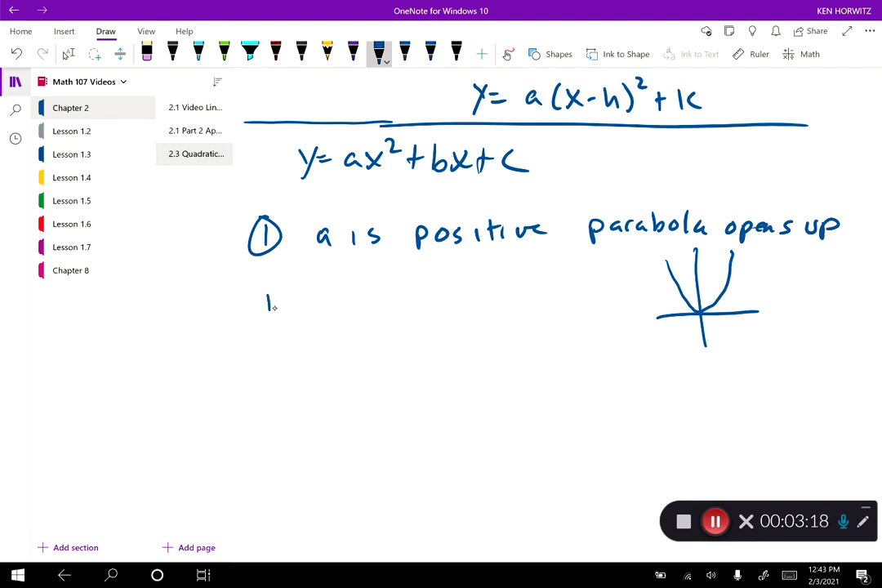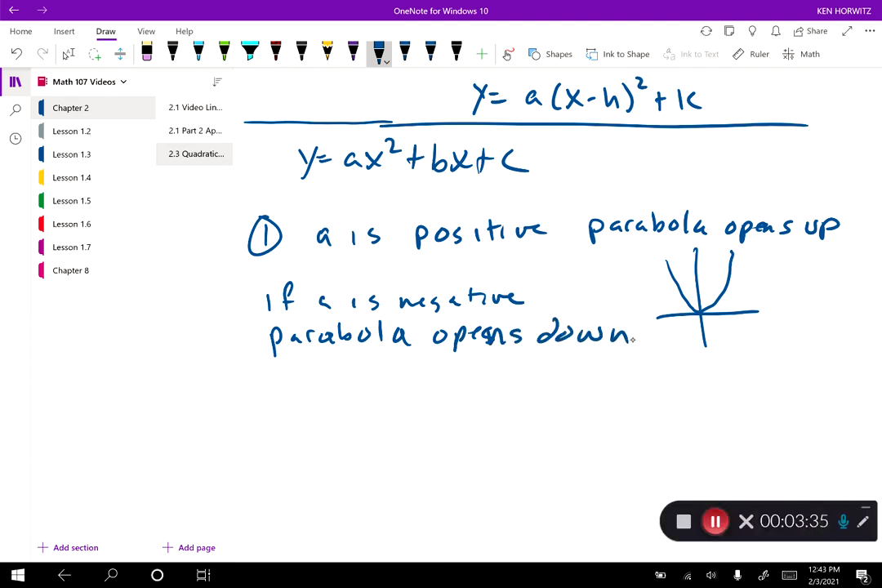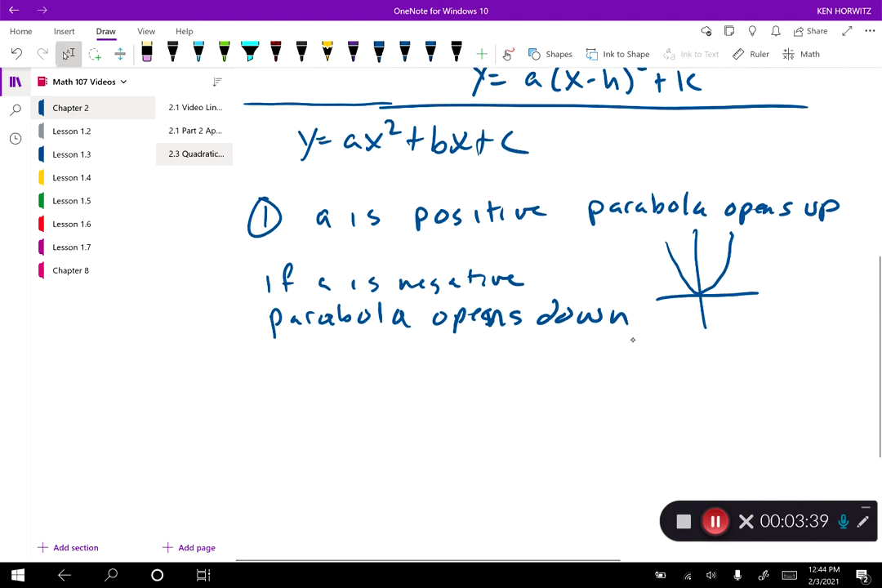So if a is negative, the parabola opens down. And that is something more to check to make sure that your graph is good.